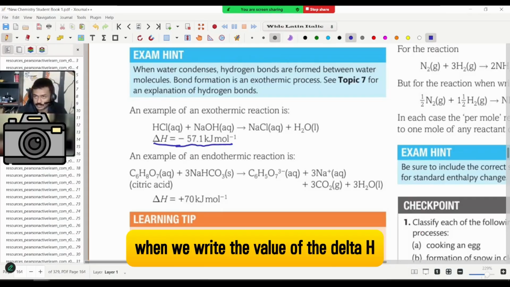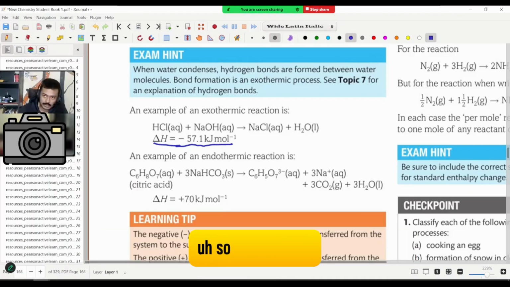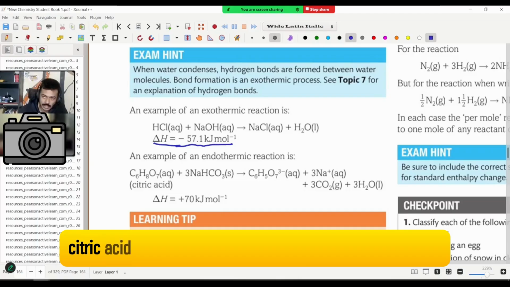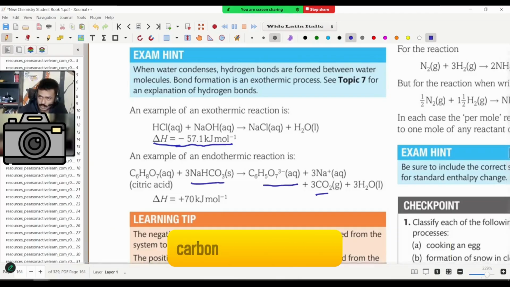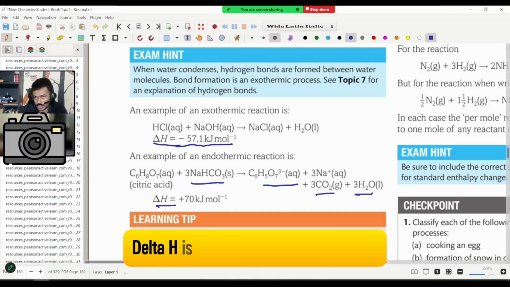So we think from the end of the system when we write the value of the delta H. Another example of endothermic reaction is given. So this reaction, citric acid with sodium bicarbonate produces sodium citrate, carbon dioxide, and water. Delta H is positive 70 kilojoule per mole.